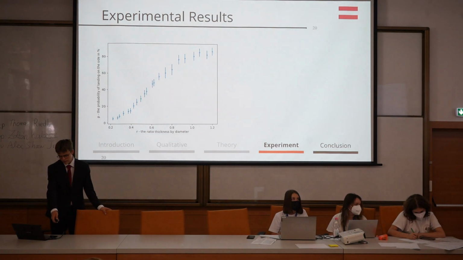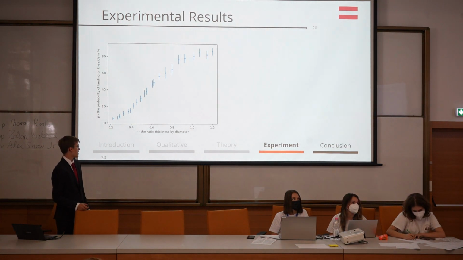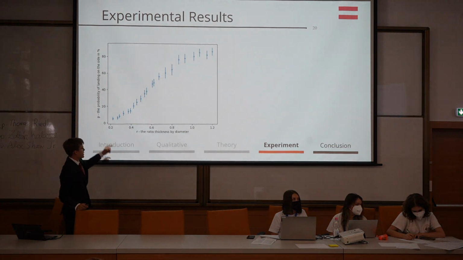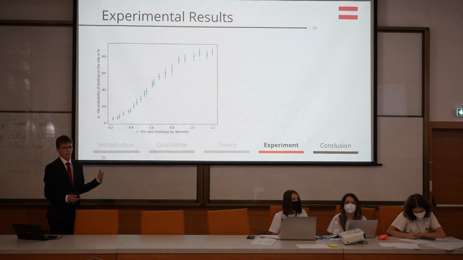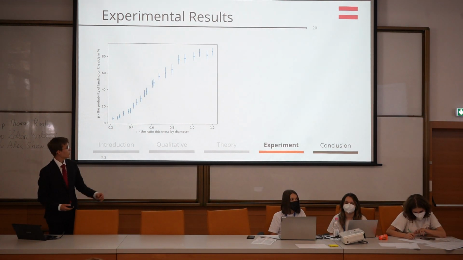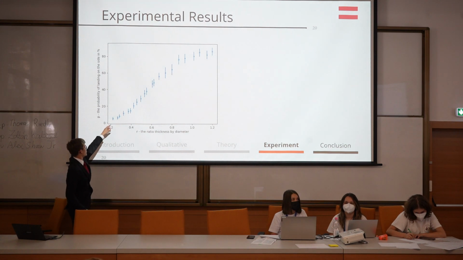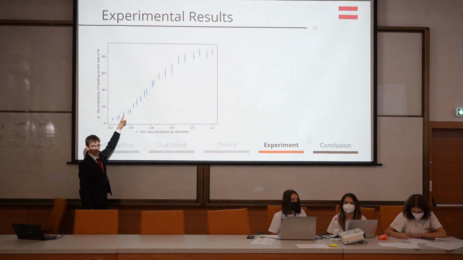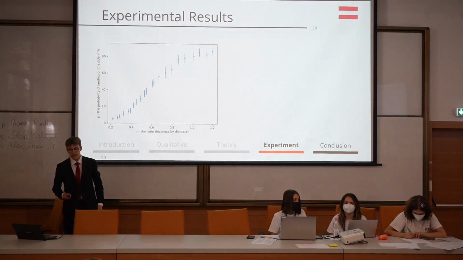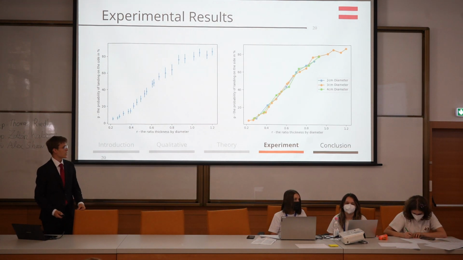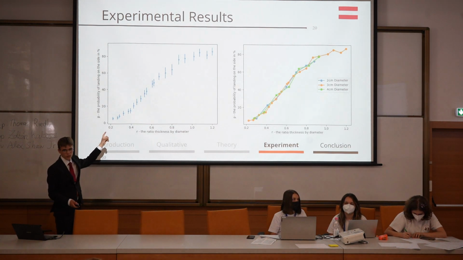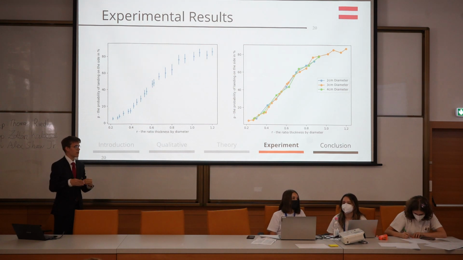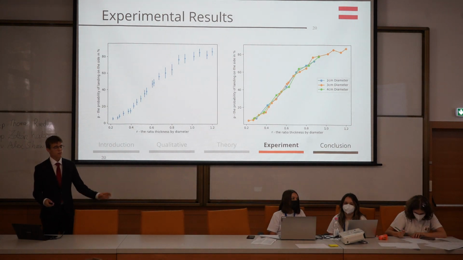Here you can see a graph for the ratio thickness by diameter, and on the y-axis the probability that the dice lands on the side, with the error bar. So again, the probability that this point lies in this error bar is 95%, but I can't be sure. And now here the same experiment, but it's important to know this is for a 3 centimeter dice, so a dice with a 3 centimeter diameter. And here's the same graph, but also included with 2 centimeters and 4 centimeters.